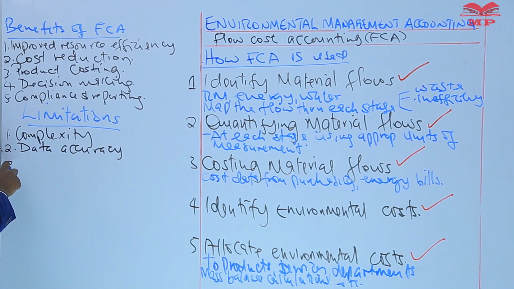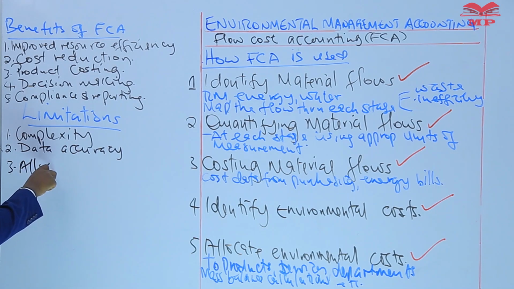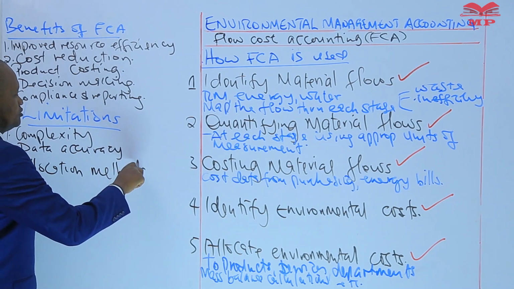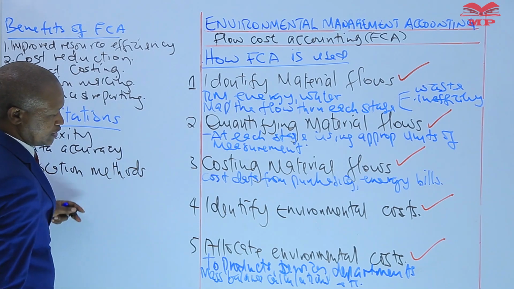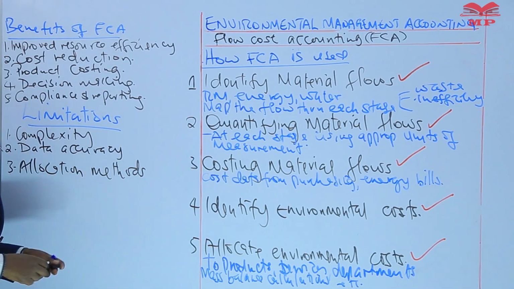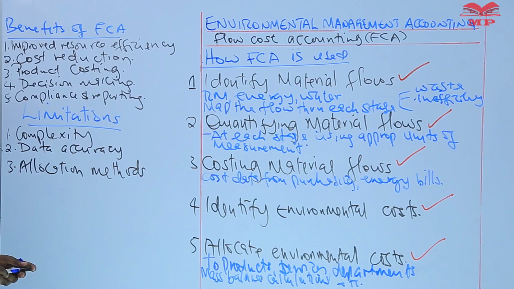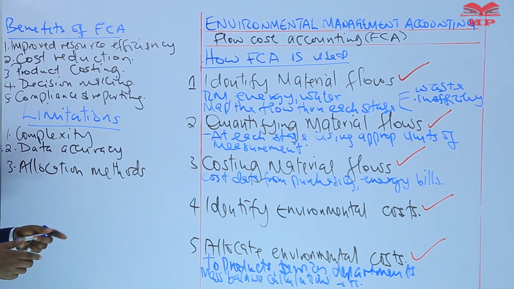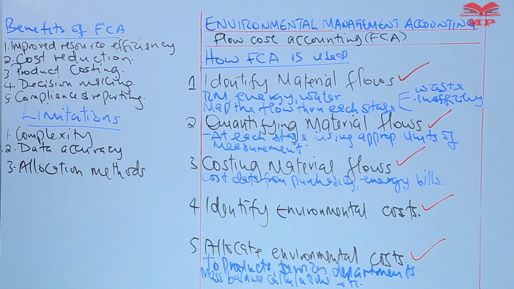Allocation methods. Number 3, allocation methods. We mentioned a few methods here, like the mass balance calculations, the activity-based costing, and so on. Choosing the right allocation method can be challenging and can affect the accuracy of cost allocation. You understand? Yes, you do.